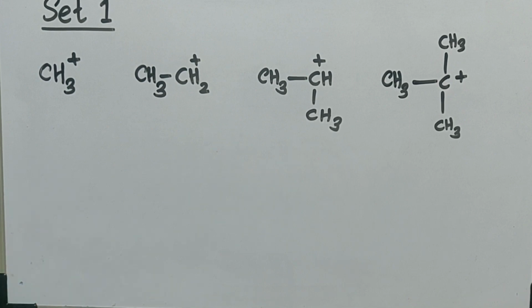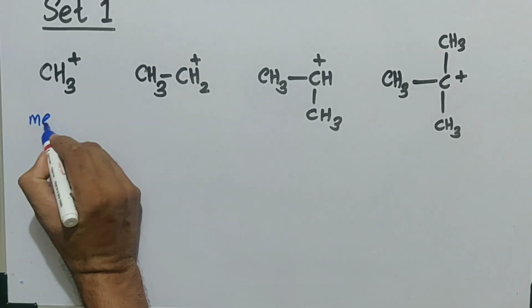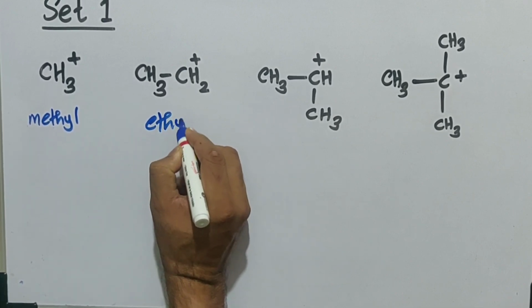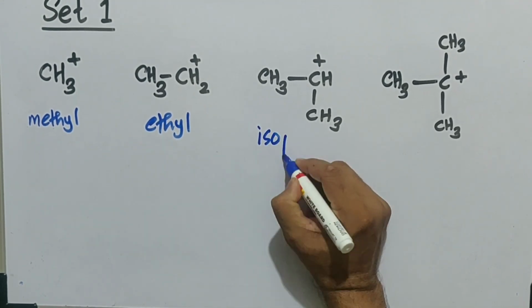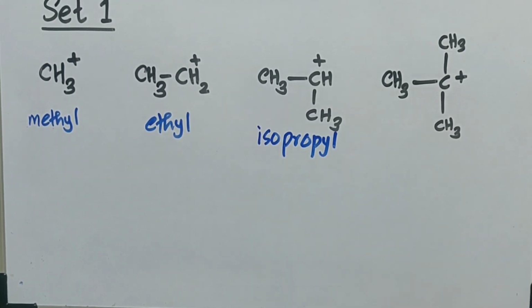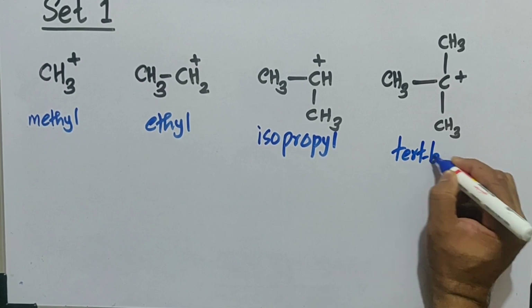We can compare the stability of these four carbocations. These are simple carbocationic species. This is the methyl carbocation. This is the ethyl carbocation. This is isopropyl, all these groups we have discussed already. Isopropyl carbocation. This is tert-butyl carbocation.